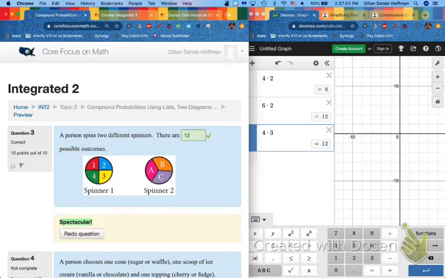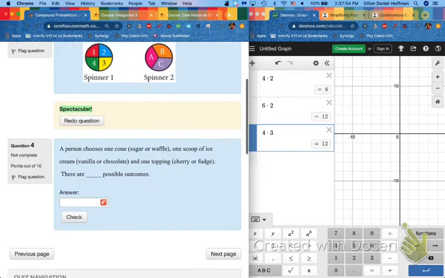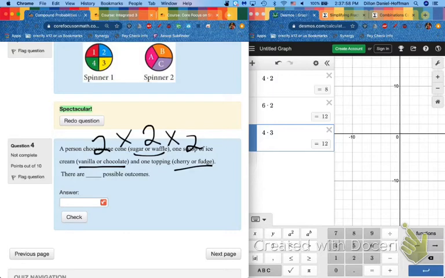The next one you got to pay close attention to because we definitely could have different numbers here. So it says a person chooses 1 cone. Now I've got only sugar or waffle. You might have cake or other types of cones. 1 scoop of ice cream. Again, I only have 2 combinations. You might have more than that. And 1 topping. Once again, I only have 2 combinations. You might have more than that. So for me, it's just 2 times 2 times 2, or 2 to the third power, which is 8.